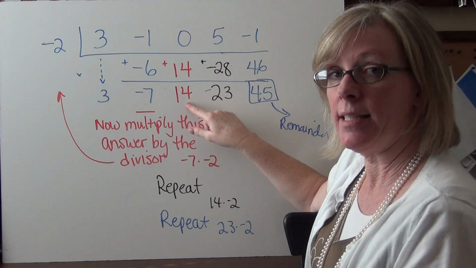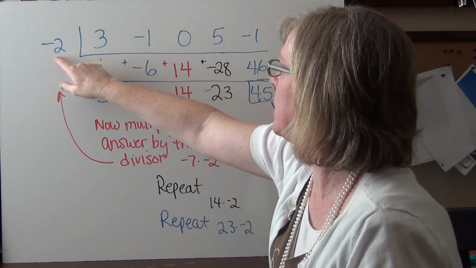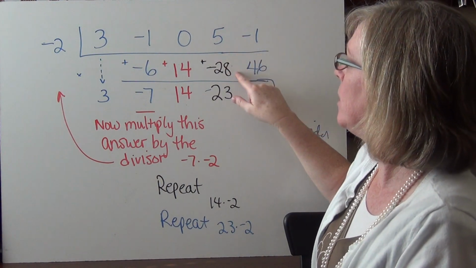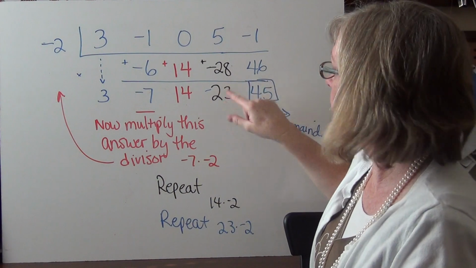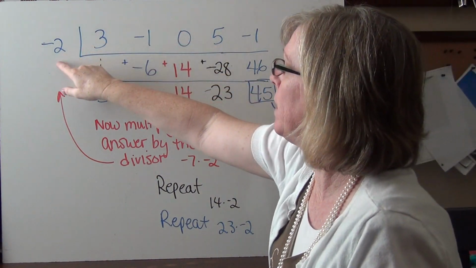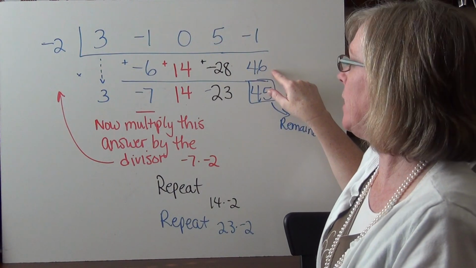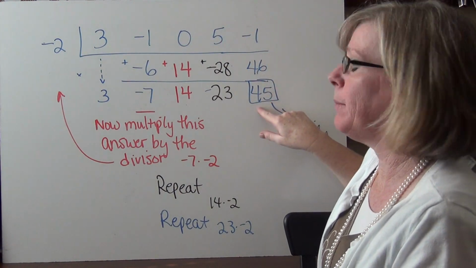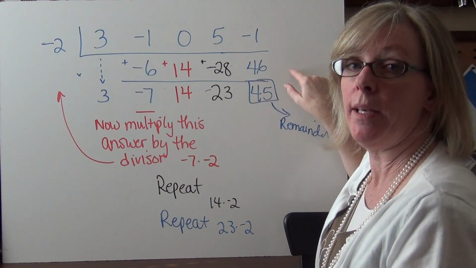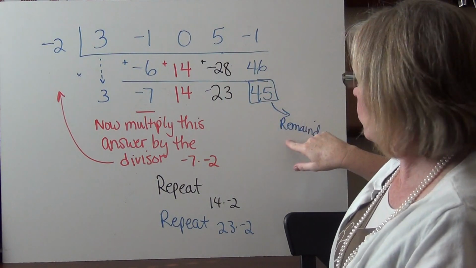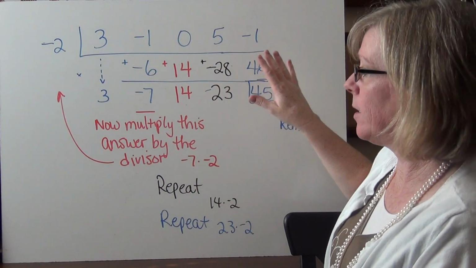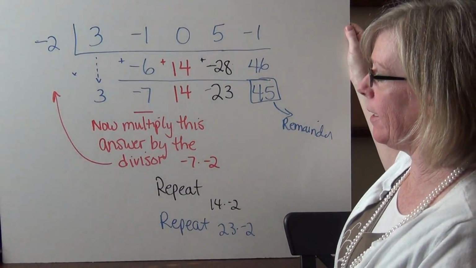Next thing will be the exact same. 14 times negative 2 gives me negative 28. My initial coefficient plus negative 28 gives me negative 23. Take that same number, multiply it, get positive 46, add these two together, and I'm left with 45. This last number is going to be our remainder, always. Remainder. Make a note of that. This is completed. We'll talk about what in the heck we just did.